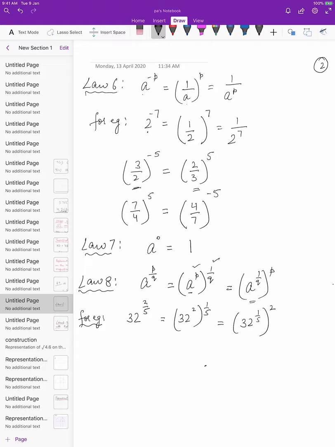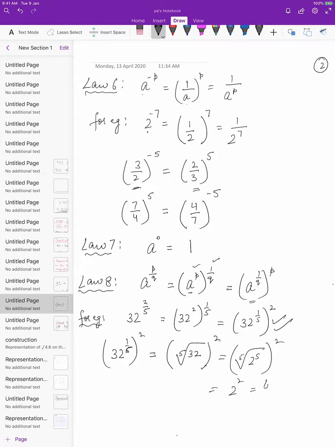Okay. Now look at the second possibility first, which I have taken as 32 raised to the power 1 by 5, raised to the power 2. Now what is the meaning of 32 raised to the power 1 by 5? As I told you in the very beginning, 32 to the power 1 by 5 can be written as the fifth root of 32, and then there is a whole square on that. Now what is the fifth root of 32? 32 can be written as 2 to the power 5. So that comes out to be 2, and raised to the power 2, which is equal to 4. So it has become very simple.